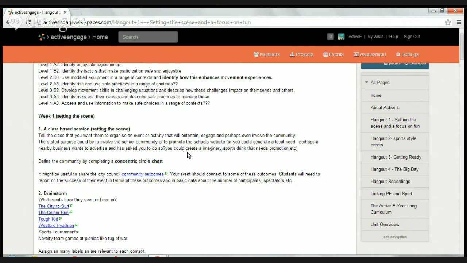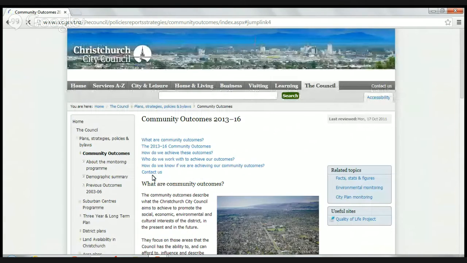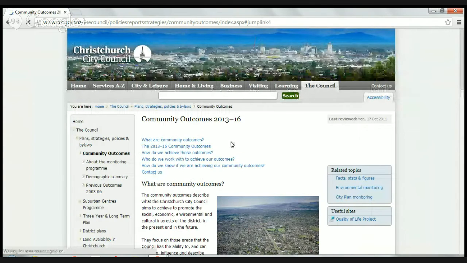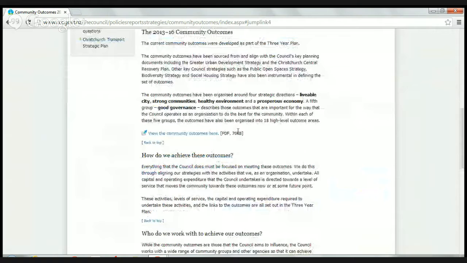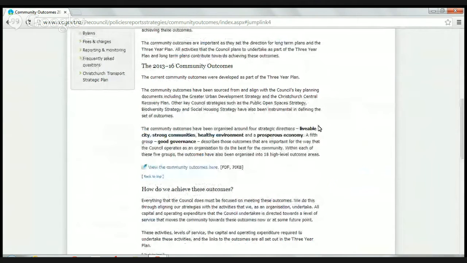The other way you could do it is to share the City Council's community outcomes. So if you have a look here, I've put a link to the Christchurch City Council's community outcomes. And kids, and in fact lots of adults, don't know much about the community outcomes. Basically the City Council will support anything that's happening in the area if it can fall under one of the 4 community outcomes. So these are Christchurch City Council's community outcomes, where they want Christchurch to be a livable city, have strong communities, to have a healthy environment, and to be a prosperous economy.